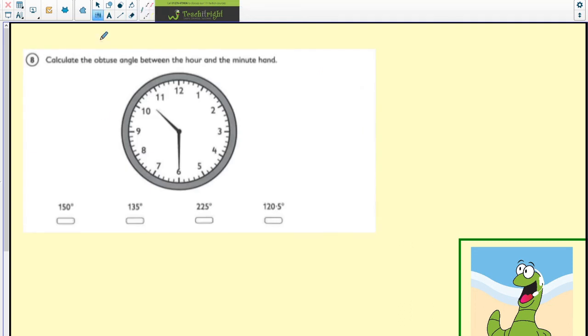So question 8. Calculate the obtuse angle between the hour and the minute hand. So that is this one here. And okay, some facts about clocks. The full 360 is all the angles in a circle. And since it's been divided into 12 parts, each 1 hour is going to be worth 360 divided by 12, which is 30 degrees. Which means we've got 30, 30, 30, and 30.